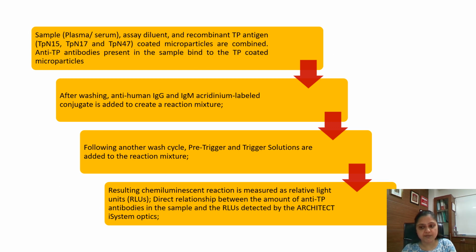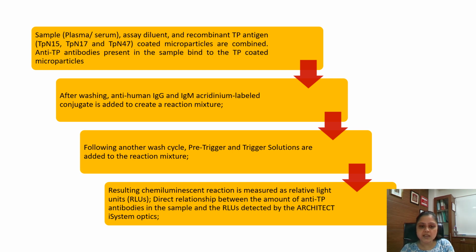Coming to the method of performing the CMIA, we combine the sample, assay diluent, and the recombinant TP antigen coated microparticles. Anti-TP antibodies present in the sample bind to the TP coated microparticles. Then it is subjected to washing. After washing, anti-human IgG and IgM acridinium-labeled conjugate is added to create a reaction mixture. Then another cycle of washing is performed, and after that we add the pre-trigger and trigger solutions to this reaction mixture, and we analyze the result.